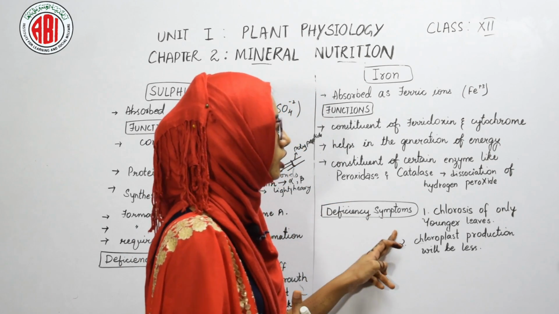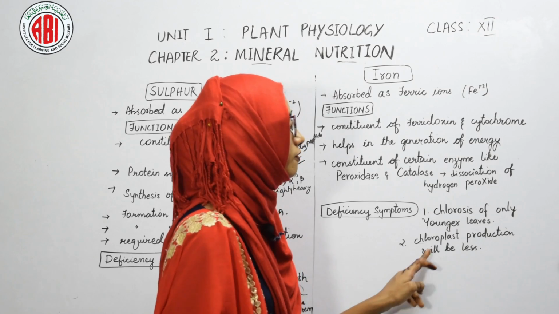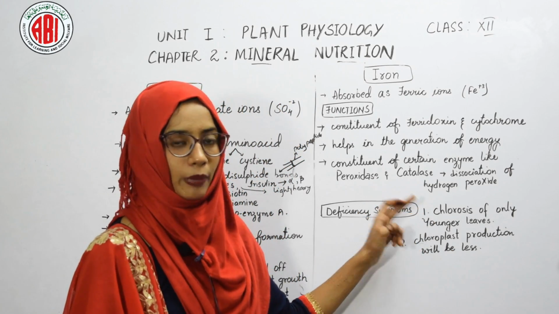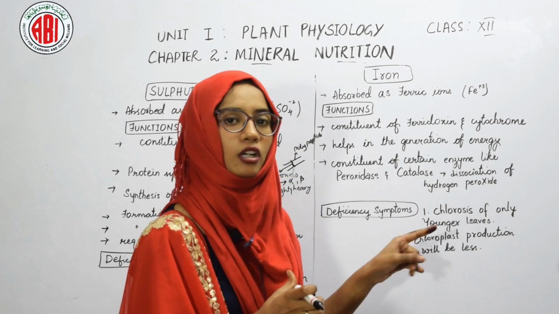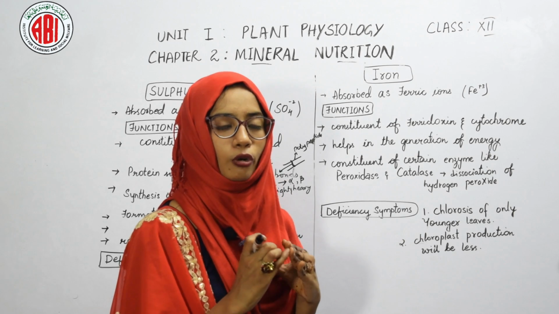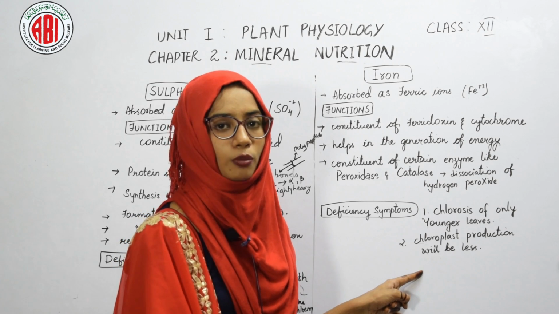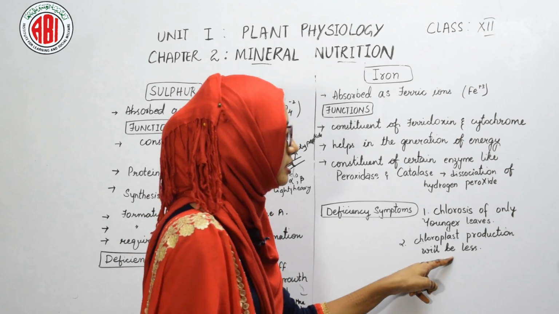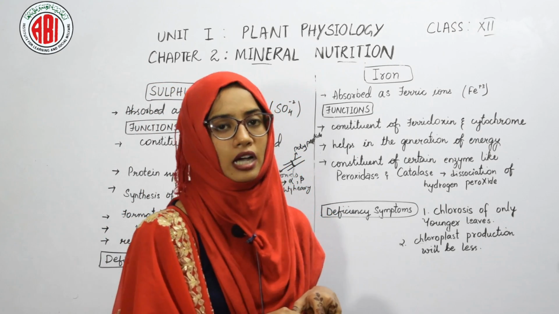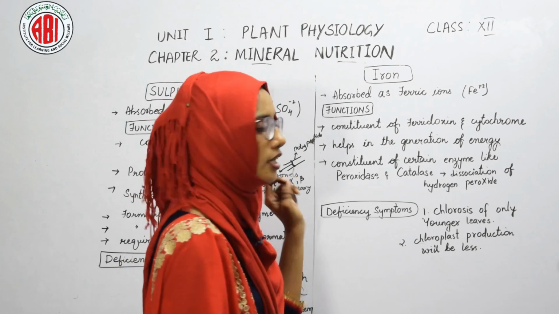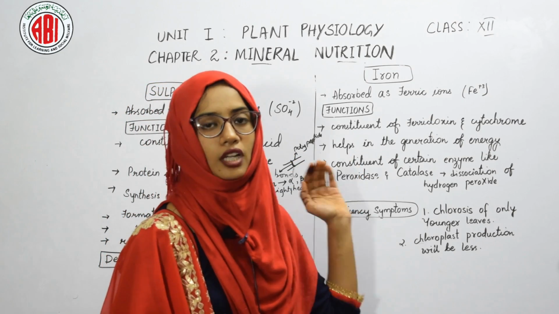The next deficiency symptom due to the absence of iron is that chloroplast production will be less. As chlorophyll pigment is not being produced, chlorosis takes place. And as the chlorophyll pigment is not produced much, the organelle in which that pigment is produced will also be less. So we can see less production or unorganized chloroplasts in iron deficiency. These are certain functions and deficiency symptoms of the element iron.